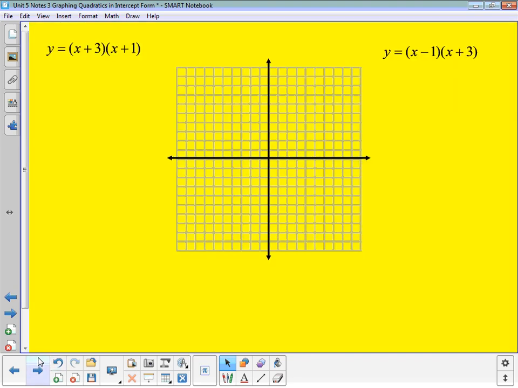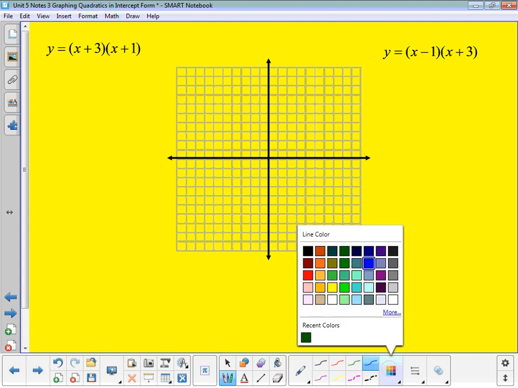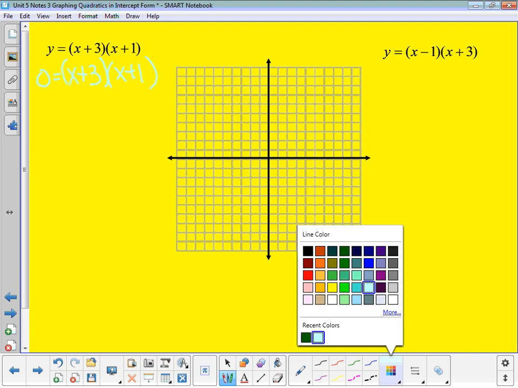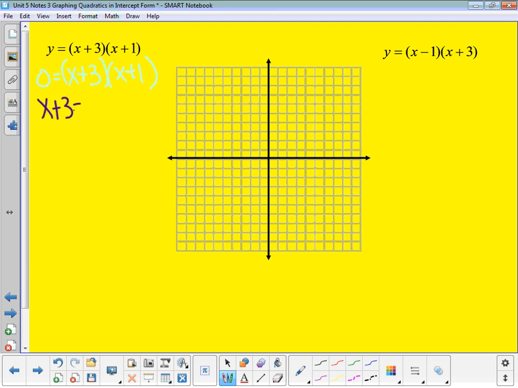All right, let's take a look at some of these. Let's take a look at number 1. The first thing I want to do is determine the x-intercepts of number 1. When I'm finding my x-intercept, I know that my y is 0. So this is where the zero product property is going to come in handy. Now I'm going to set each of those factors equal to 0.